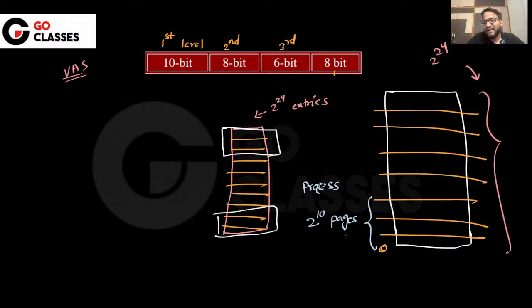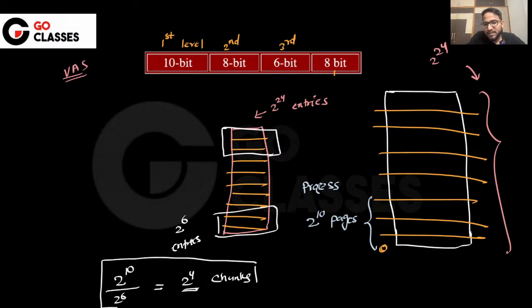Now since I only need 2 power 10 entries, can anyone tell me how many chunks I will be needing? See, 2 power 10 entries are the valid entries that I have, and each chunk is having 2 power 6 entries. So 2 power 10 upon 2 power 6 is 2 power 4. 2 power 4 chunks will be having the valid entries. These chunks will be the valid chunks, otherwise all of the chunks will be invalid chunks. Is this okay to everyone?